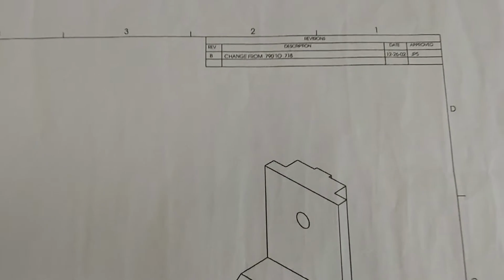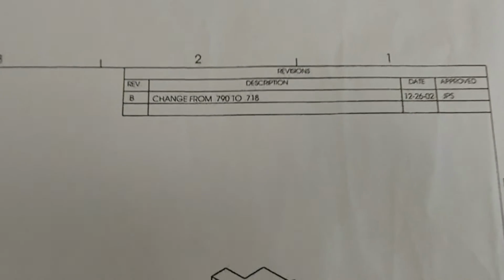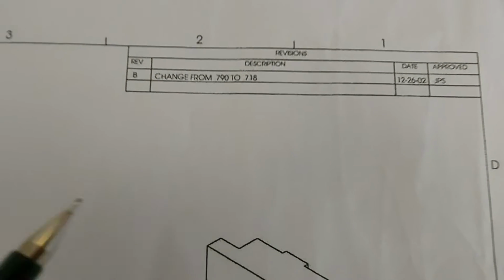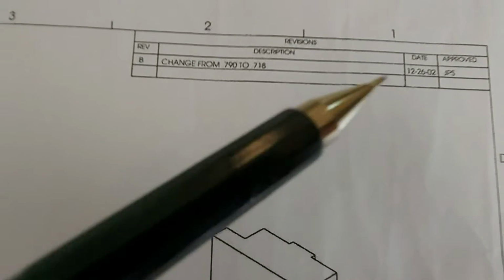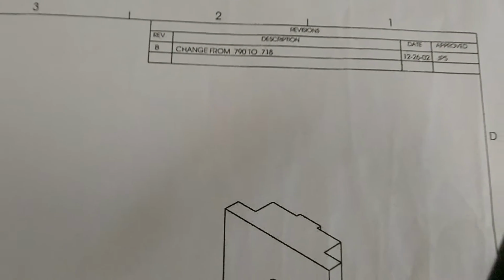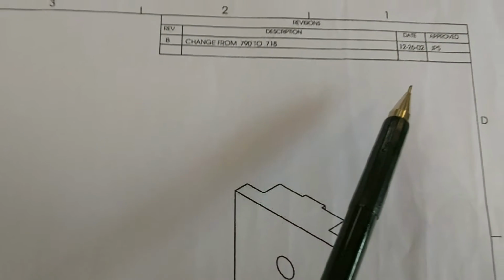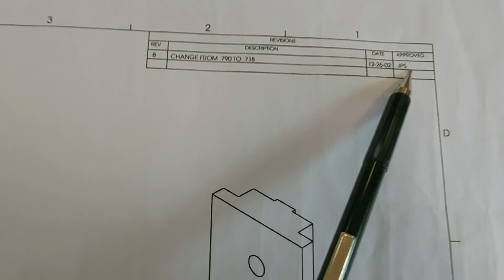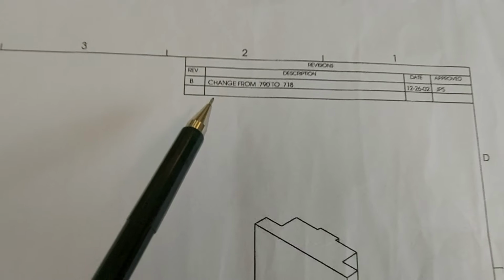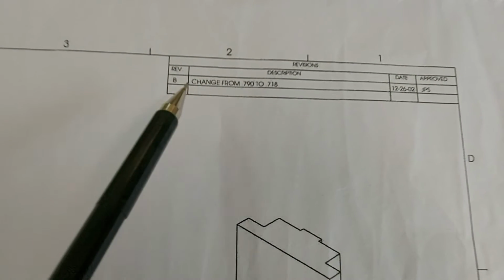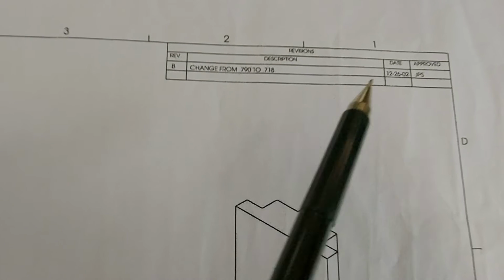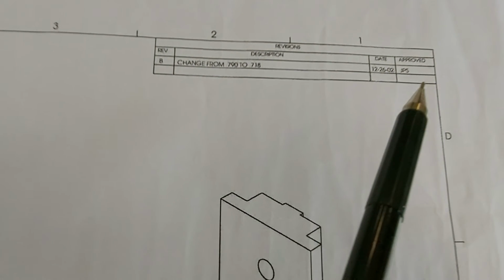Next, another component of blueprint which is very important is the revision block. The revision block gives you the details of revisions or the modifications done, the date on which these modifications were done, and who approved them. Here is a revision: there was a change from 970 to 718 in the dimension, on this date, and done by whom.